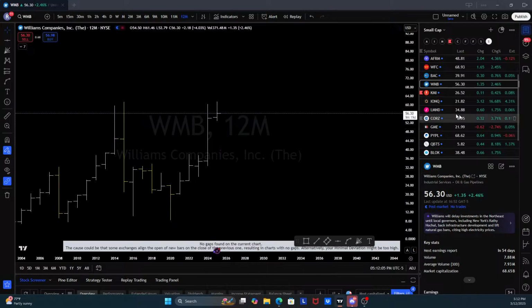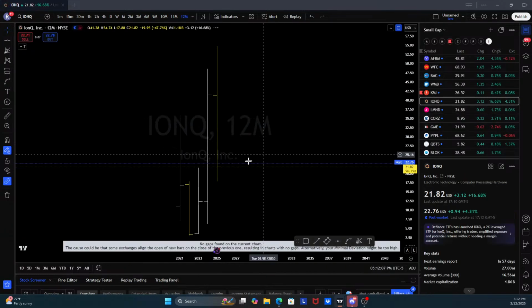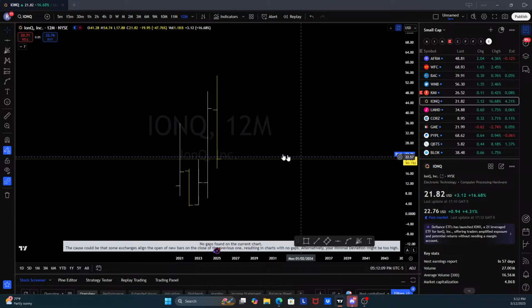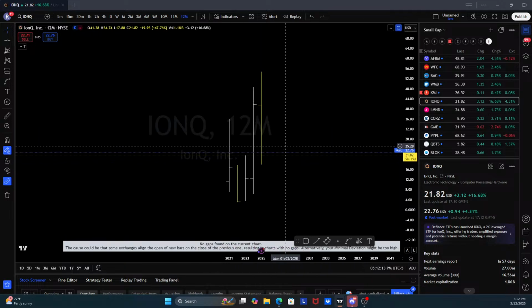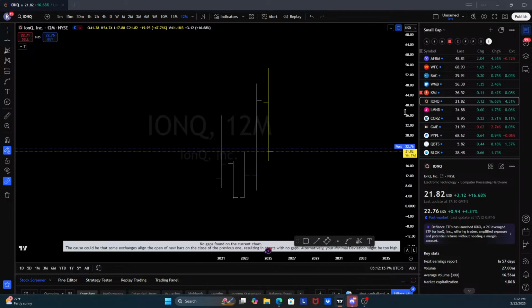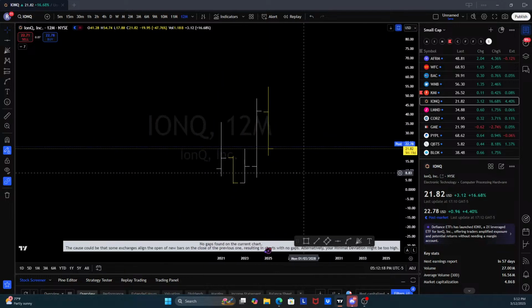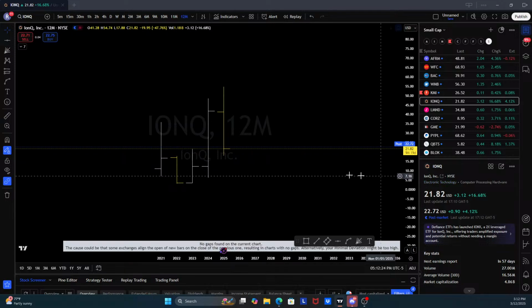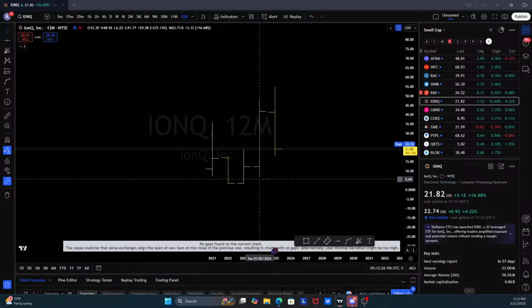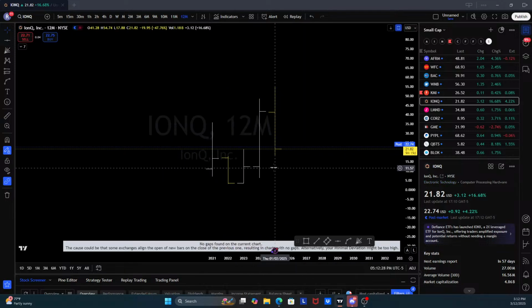Meanwhile, we take something like IonQ and we look at the 12-month chart. IPO was back in 2021, and it's still trying to figure out its valuation. Might be a profitable company, might be a good company. I don't know much about it. Computer processing hardware, electronic technology. I don't know much about it other than what people buy and trade on after hours.